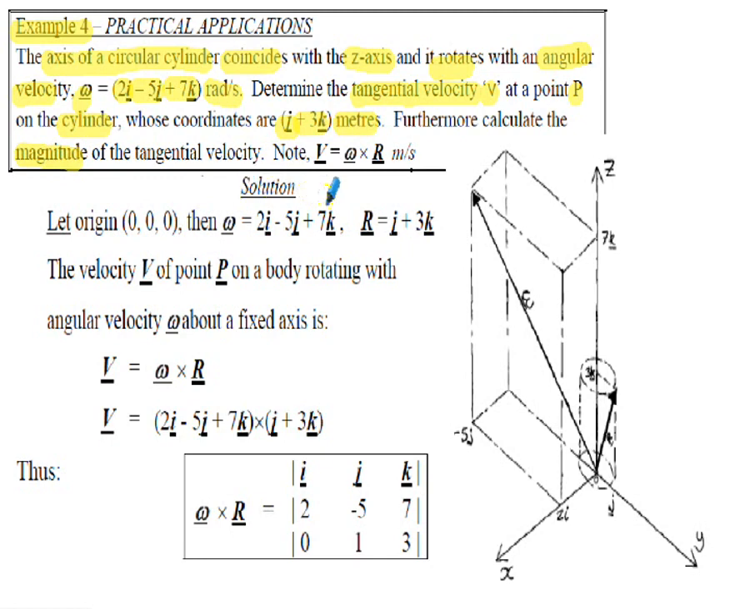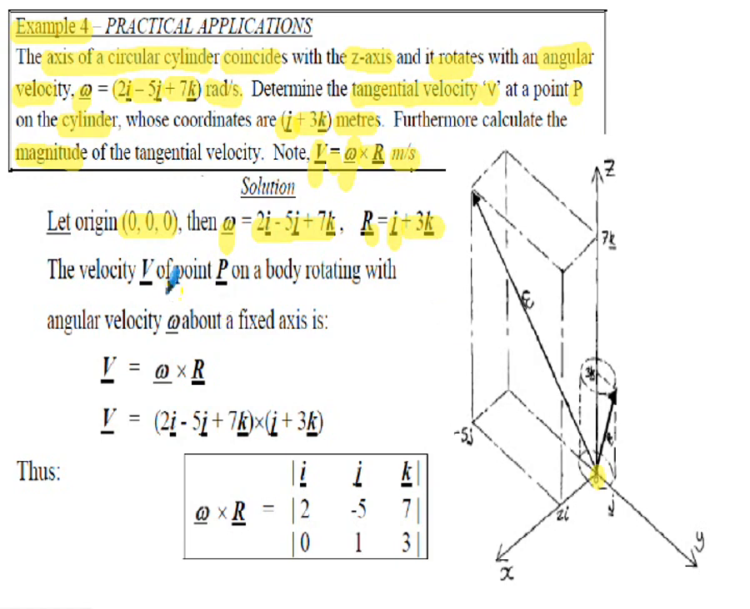Now note from our mechanics work that linear velocity v is equal to the angular velocity omega times the radius. That gives us a value in meters per second. So what we're going to do is work out v given the omega and given the r in this case. So the origin we'll assume to be 0, 0, 0 because we're not told otherwise, so that's the origin of the cylinder. The angular velocity omega from the question was 2I minus 5J plus 7K, and the radius of the point we're considering is r, which is J plus 3K.